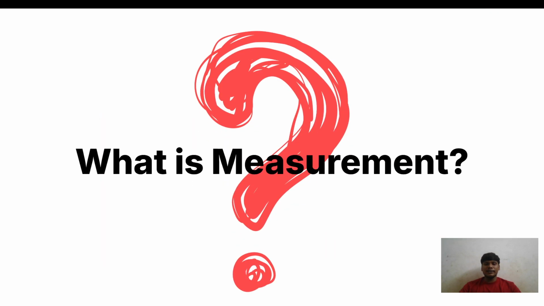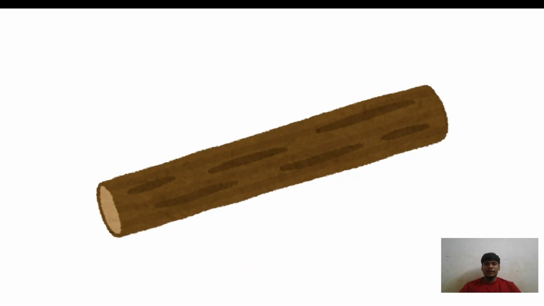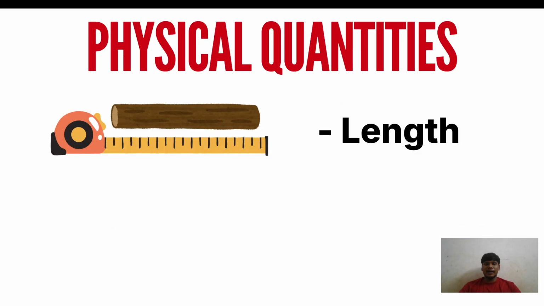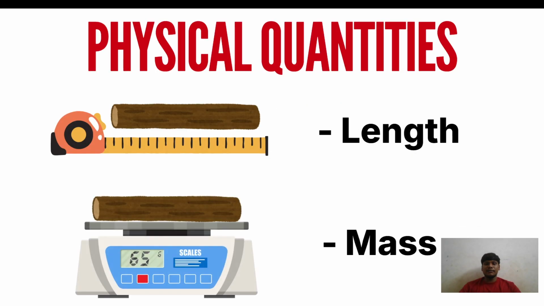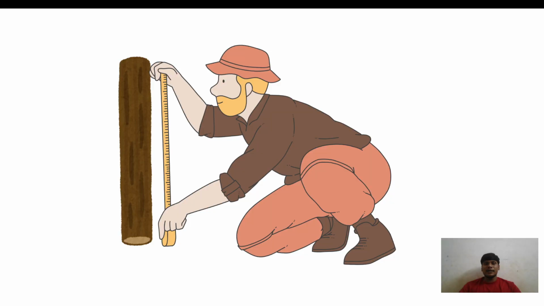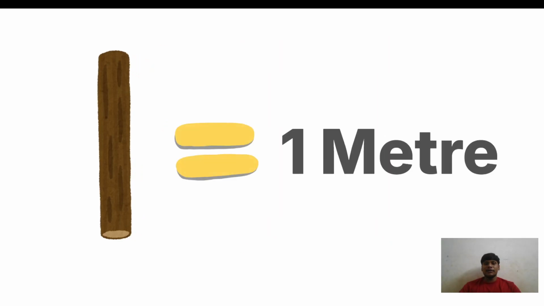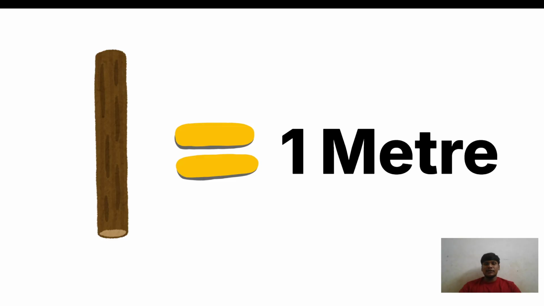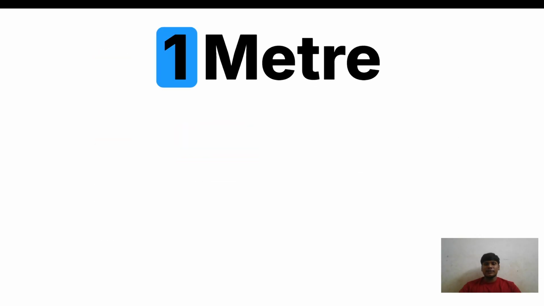Okay, now what is measurement? To know that, take a piece of wood. This wood can have some physical quantities, like it will have some length and it has some mass. If I ask you to measure the length of the wood piece, you just take a tape and measure its length, and you say that the length of the wood piece is 1 meter. So what does this statement actually mean?